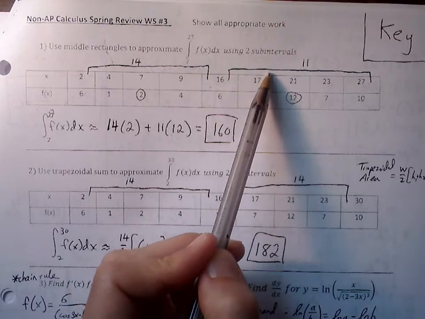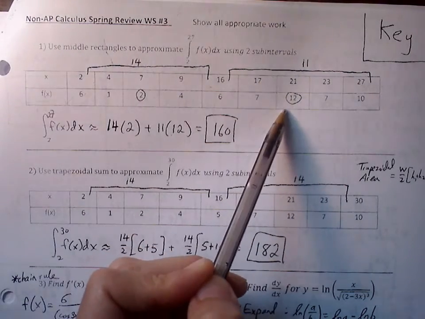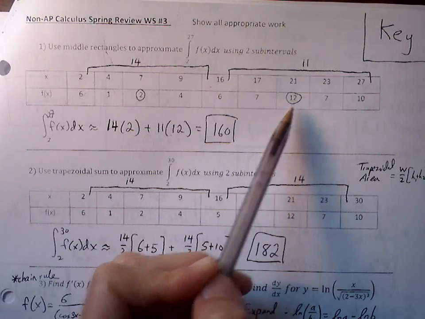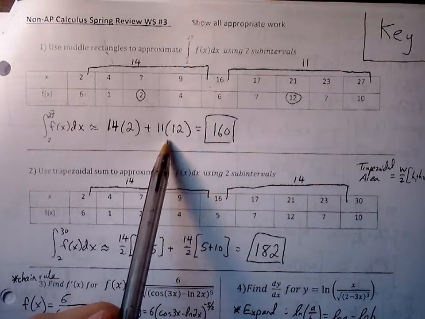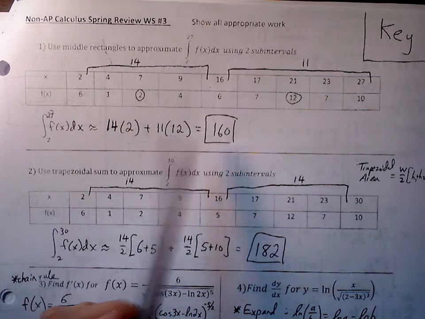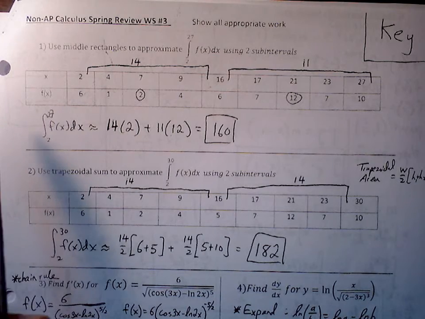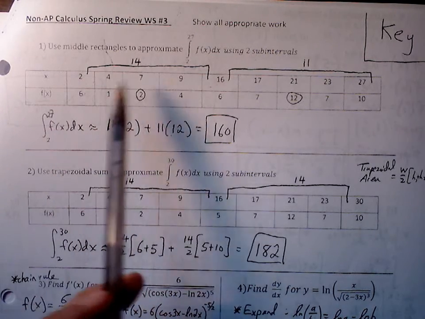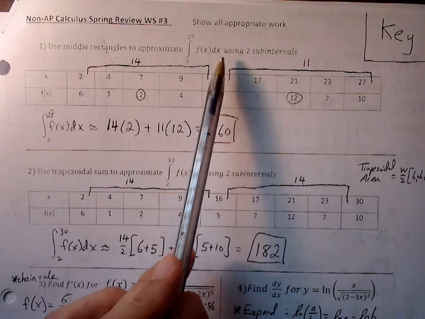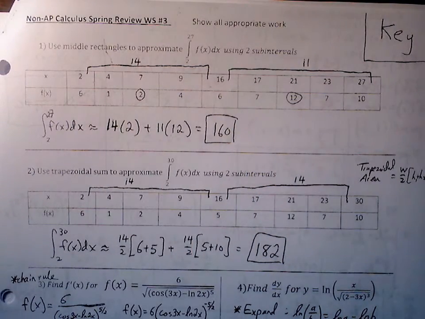That's a difference of 11, which is our width. And then the height that we want to choose is the 12, so 11 times 12. We get 14 times 2 plus 11 times 12. That totals up to be 160. So 160 is our approximated area for this region using two middle rectangles, as identified by what they want us to do.